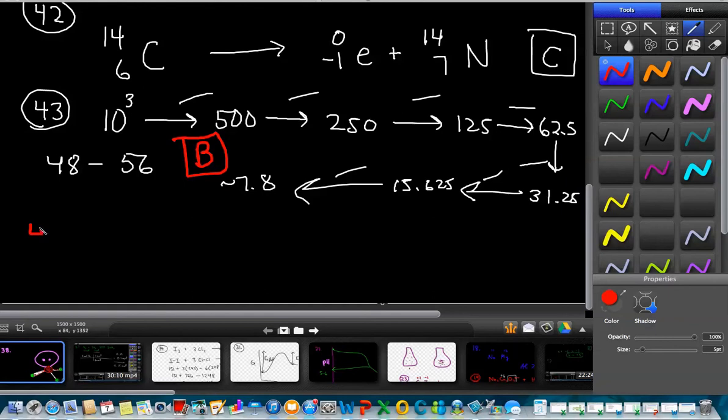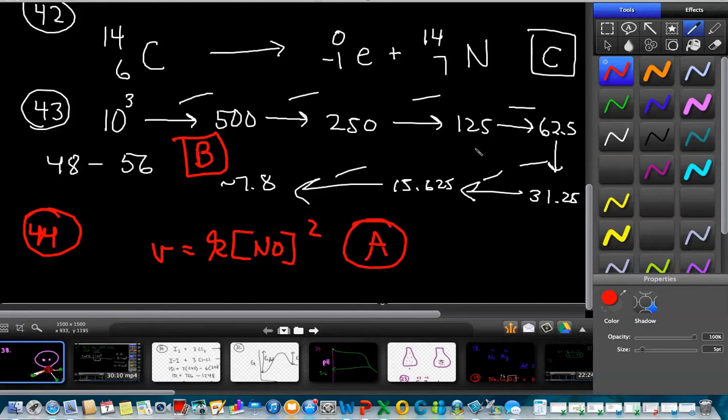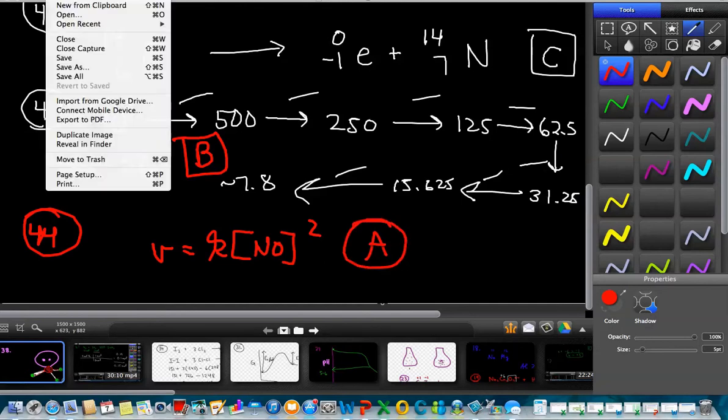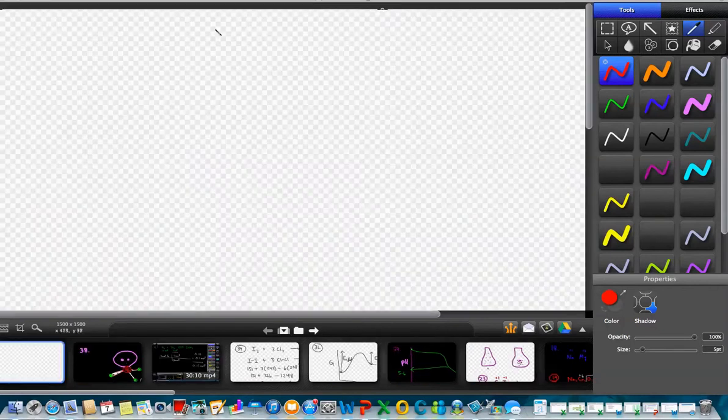And number 44. All you need are the stoichiometric coefficients of the slow step, so the rate constant k times NO squared, which is credited response A. All right, on the home stretch now. Number 45.